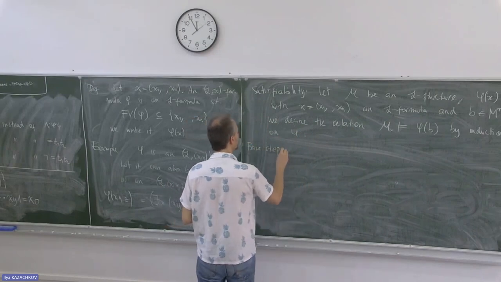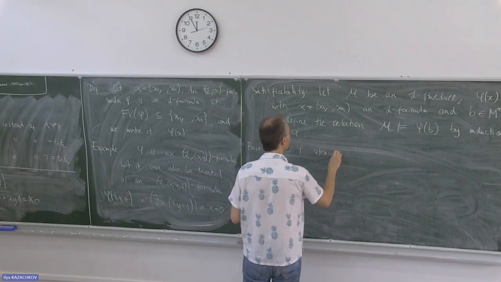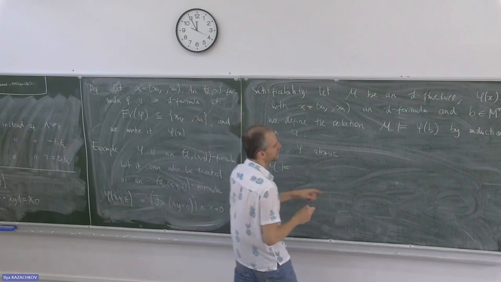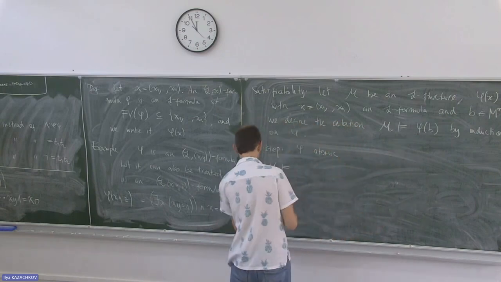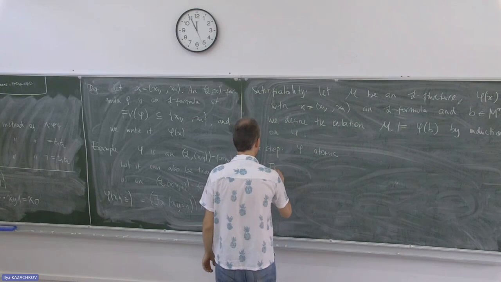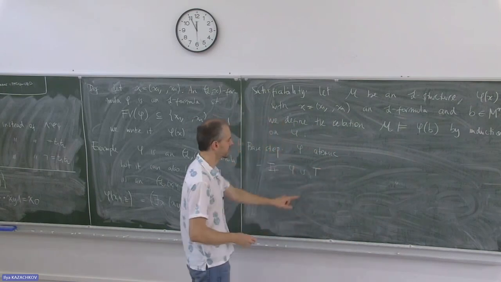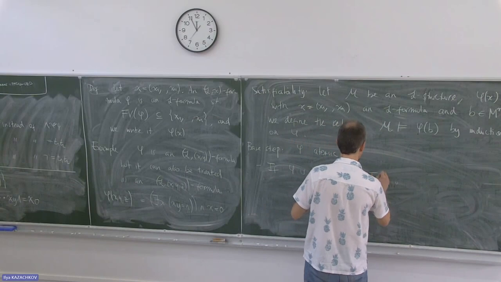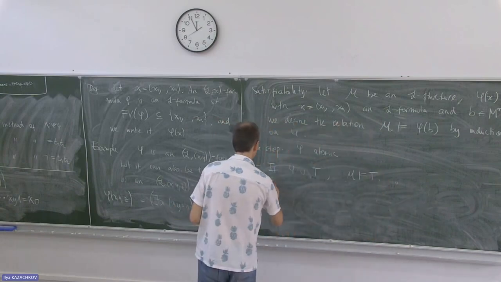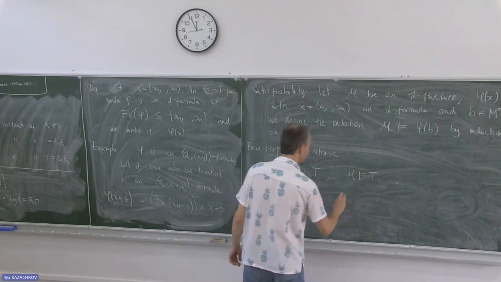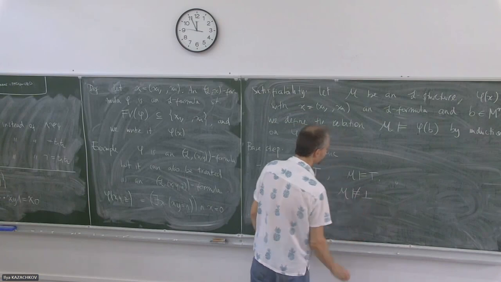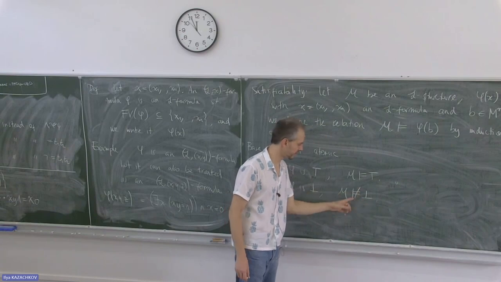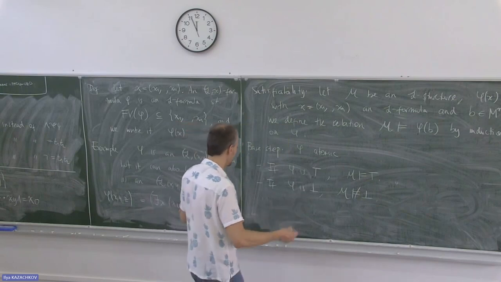So the base step is to define it for phi atomic. We have three cases. If phi is the true formula, then this is always the case. I put it always. If phi is false, this is just never the case. This only means M never satisfies this formula, and I write this as not being in the relation.